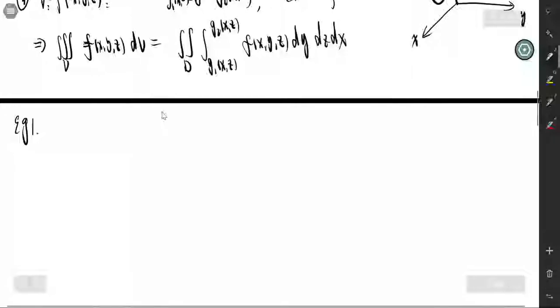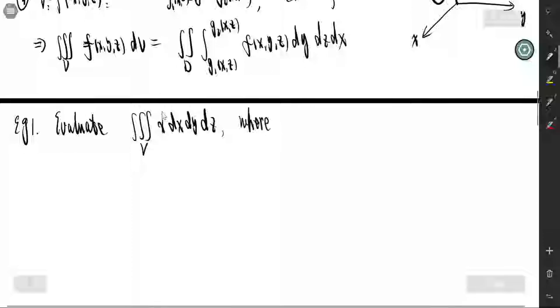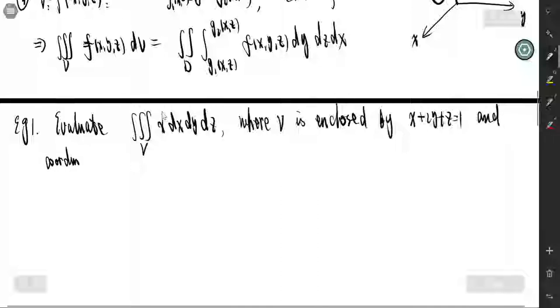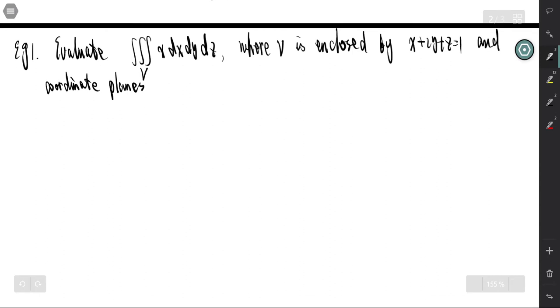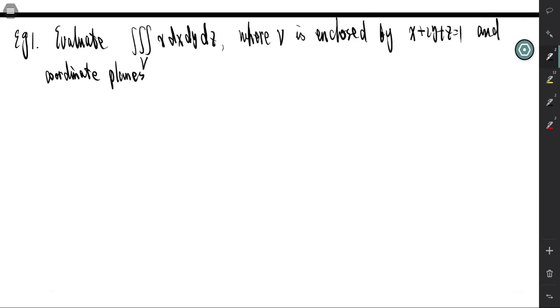Let's take some examples. The first example is that we evaluate the triple integral of x dx dy dz, where V is enclosed by x plus 2y plus z equals 1, and the coordinate planes. The coordinate planes can be read as the equations x equals 0, y equals 0, and z equals 0.